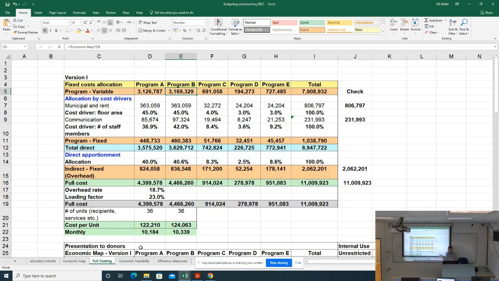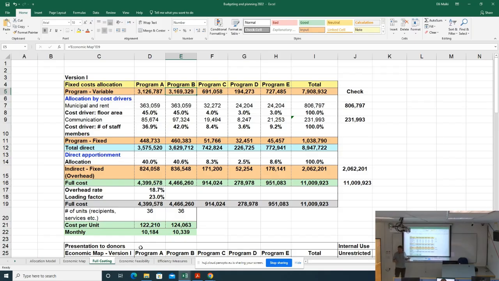I have to decide what will convince my donors that this cost, or this part of the cost, should actually be related to this program. And here again, just for the example, I introduce two cost drivers. The first cost driver, which will be for the municipal taxes and rent, is floor area. And the second cost driver, which will be for communication, will be the number of staff. Okay? Now again, this is just for example, but the argument is pretty straightforward.